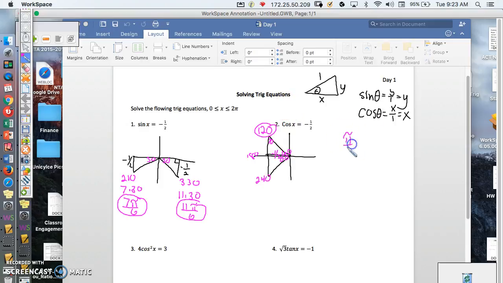And remember, pi over 3 equals 60 degrees. So we have 120 is equal to 2 times 60. So that's 2 pi over 3. And then 240 is equal to 4 times 60. So we have 4 pi over 3.